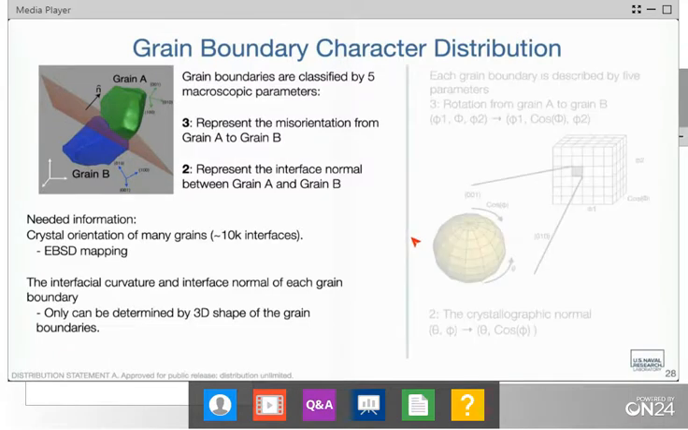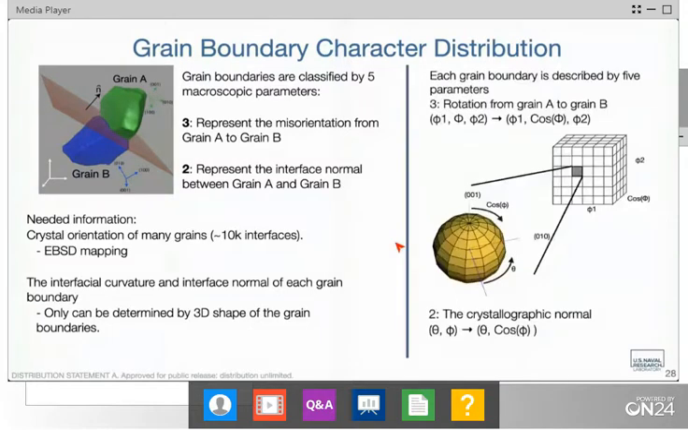So the way that this is going to be represented is we're going to extract individual misorientations and look at what types of interfaces are present for a given misorientation. So that's my very fast blow-by of what a grain boundary character distribution looks like. And here's what we have.